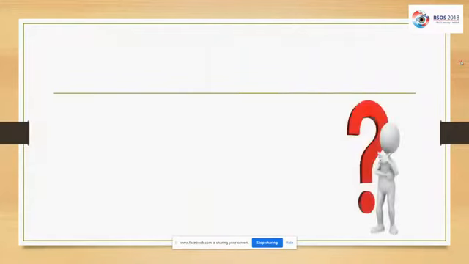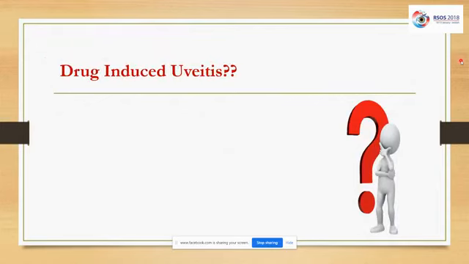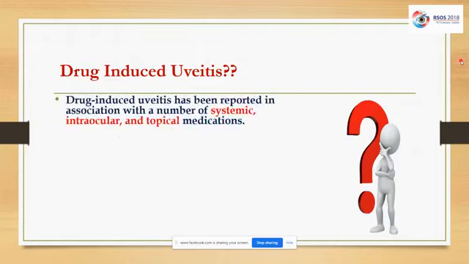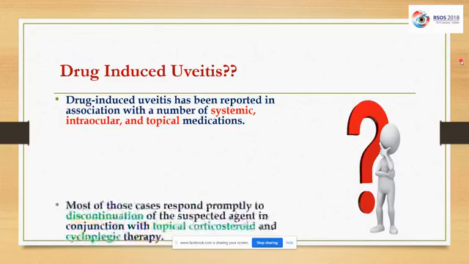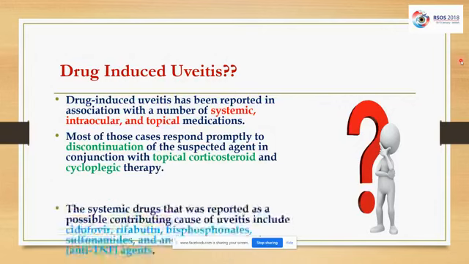So, did you ever hear about drug-induced uveitis? This is a very important topic, as we mentioned. In a detailed drug history, you can highlight some of the drugs that can be correlated to the condition of the patient. Drug-induced uveitis has been reported in association with a number of systemic, intraocular and topical medications. Most of those cases respond promptly to discontinuation of the suspected agents in conjunction with topical corticosteroids and cycloplegic therapy.